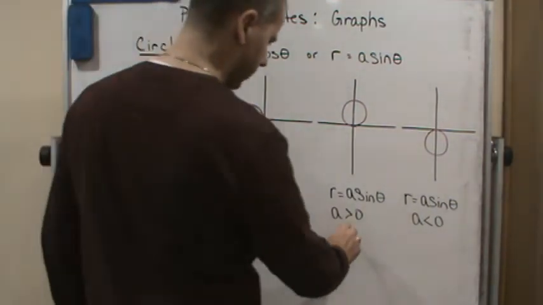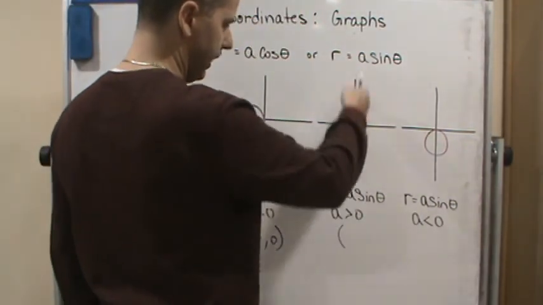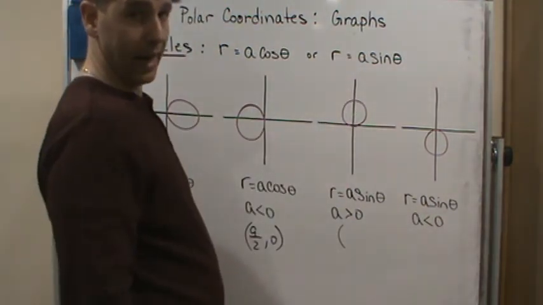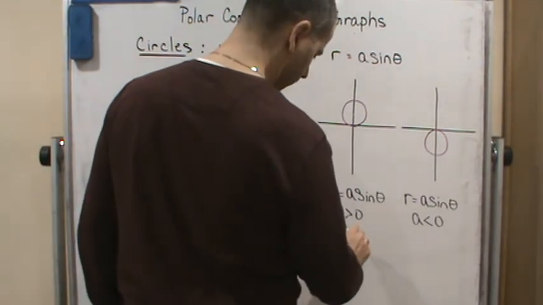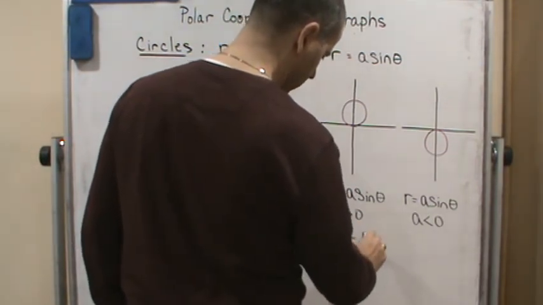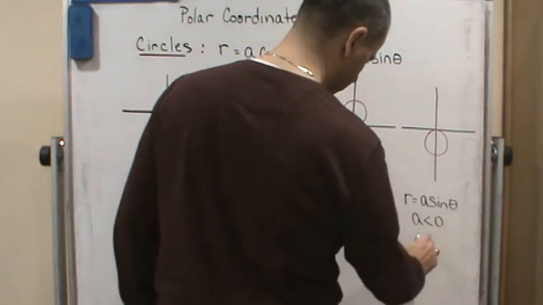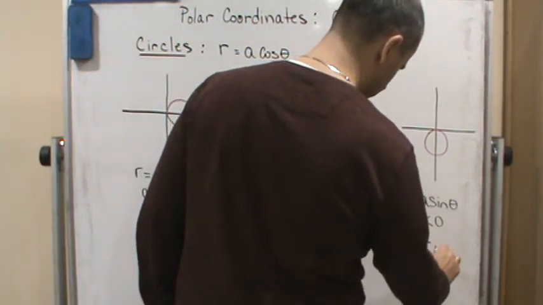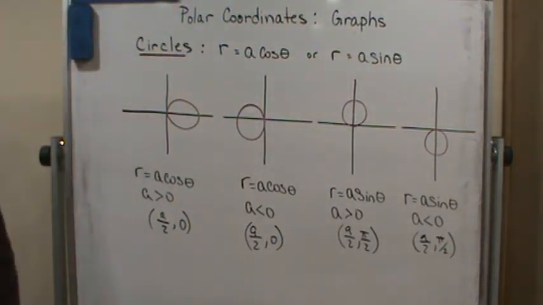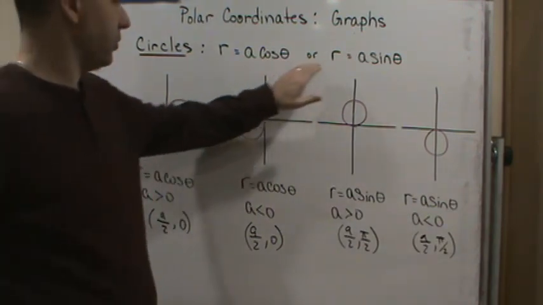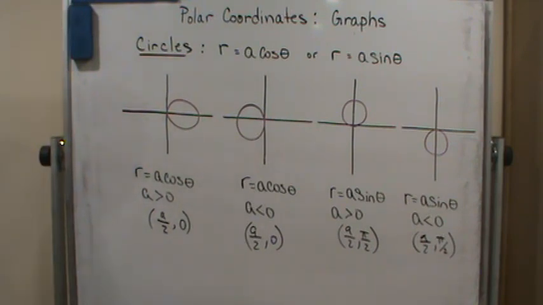Okay. Here, the center of the circle is located on the y-axis, or theta equal to pi over 2. So here it's going to be A over 2, comma pi over 2. Okay, and those are the main things, or the main characteristics of these two types of polar equations.